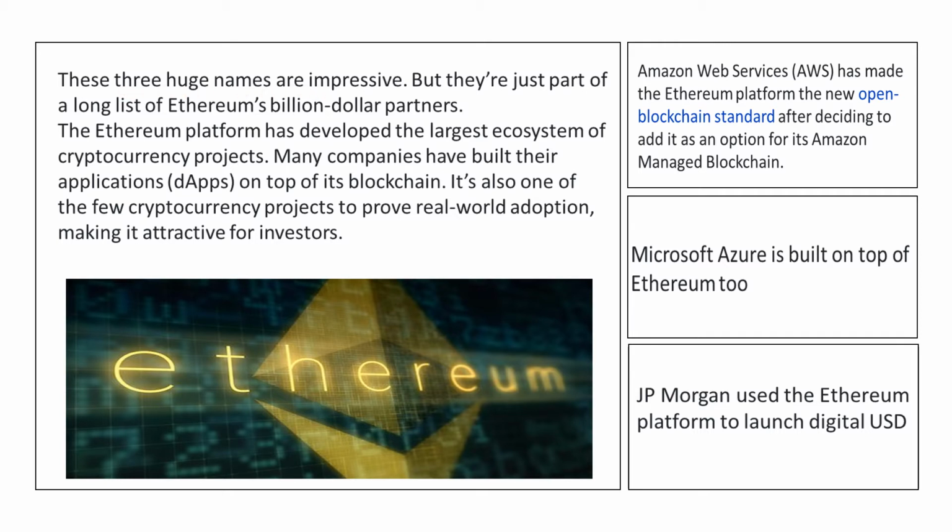These three huge names are impressive, but they are just part of a long list of Ethereum's billion-dollar partners. The Ethereum platform has developed the largest ecosystem of cryptocurrency projects. Many companies have built their applications, as we have talked about dApps, on top of its blockchain. It's also one of the few cryptocurrency projects to prove real world adoption. Once we know all these companies have been associated with Ethereum, it is proved that it is real world adoption, making it attractive for investors. So once these big names are associated, retail investors have got full trust in Ethereum and they are entering into Ether crypto. So this is how Ethereum is fundamentally strong.